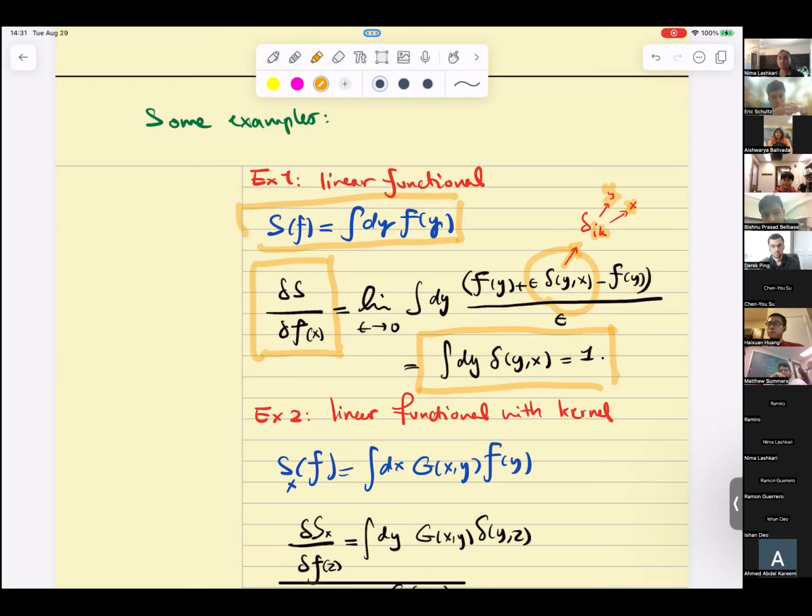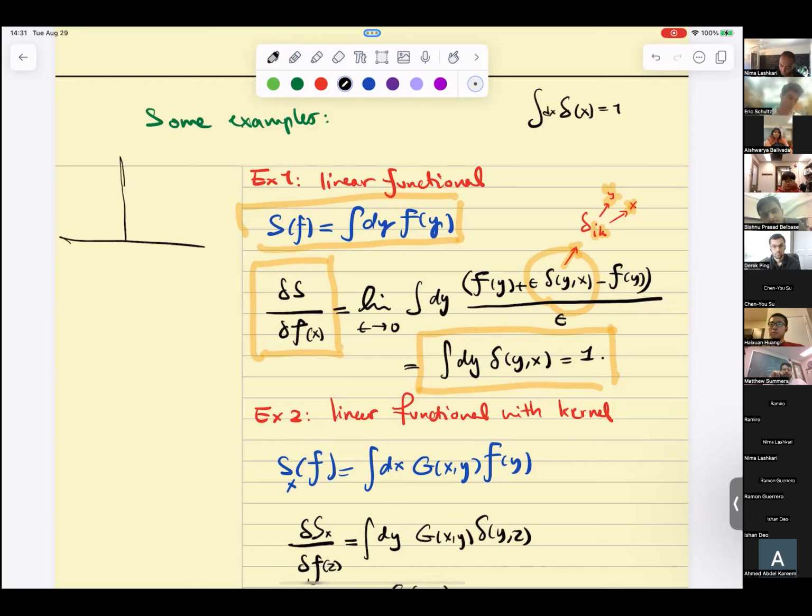Does everyone know what the Dirac delta function is? It's nothing really fancy. It's a distribution that integrates to 1. So it's something that everywhere in space is 0 except for the point 0, where it takes a value that's infinite, such that it integrates to 1. So it's a distribution. It's not a function.